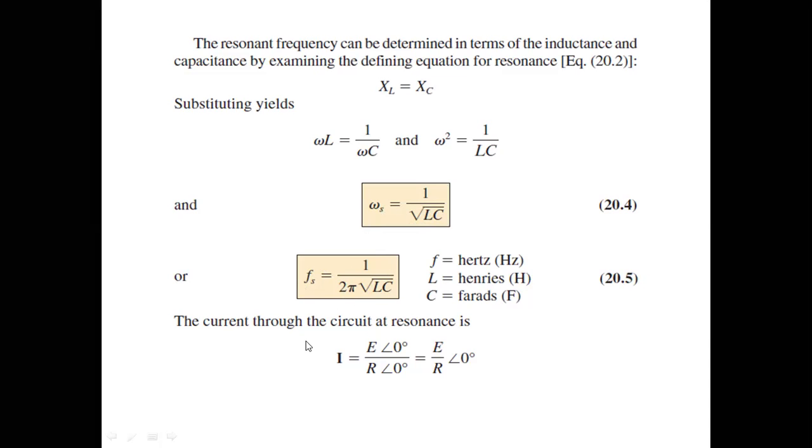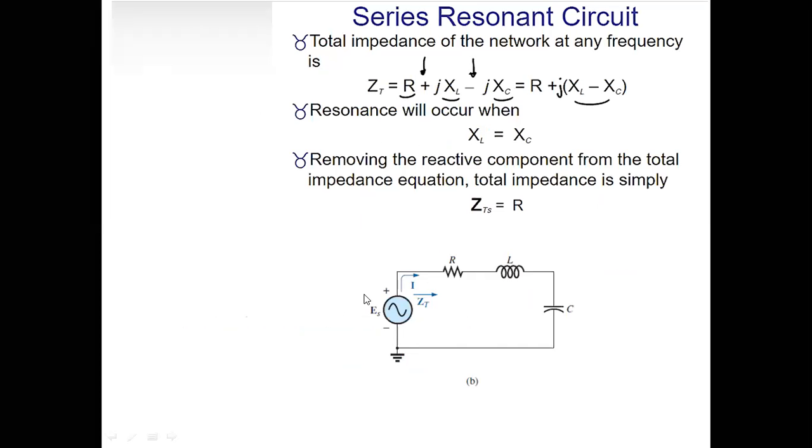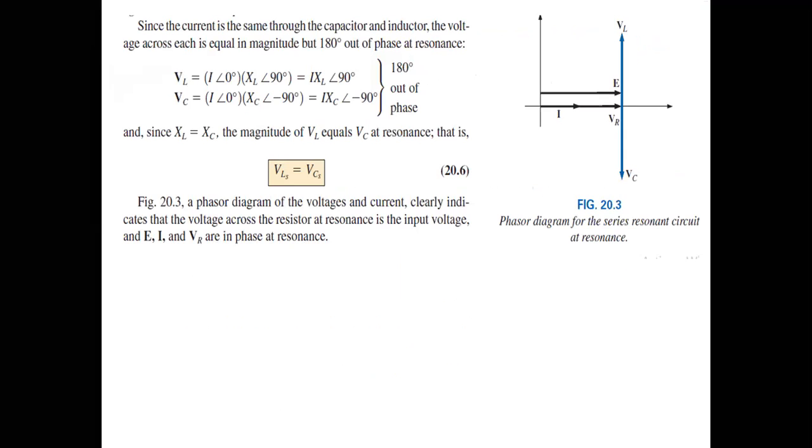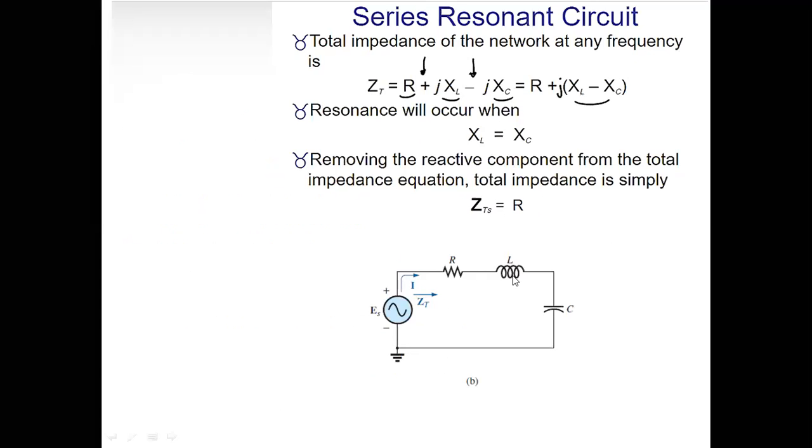For the current through the circuit at resonance, let we have E at an angle of 0 degrees, R at an angle of 0 degrees. At resonance, Z is equal to R, because XL and XC cancel out due to the same value. So I will be equal to E divided by Z, and since Z is equal to R, I is equal to E divided by R. Since the current is the same through the capacitor and the inductor, because this is a series circuit, the current through the inductor will be equal to that through the capacitor.